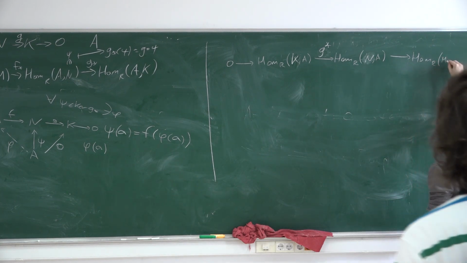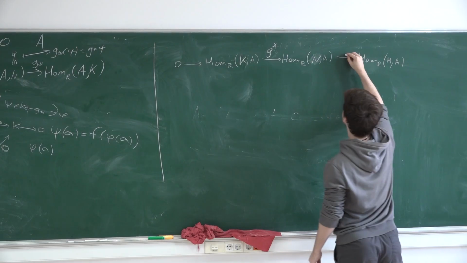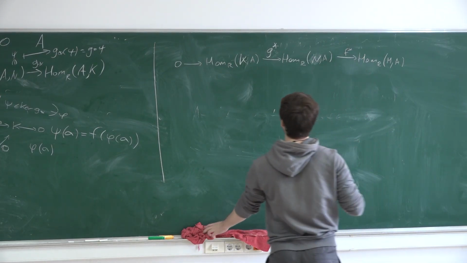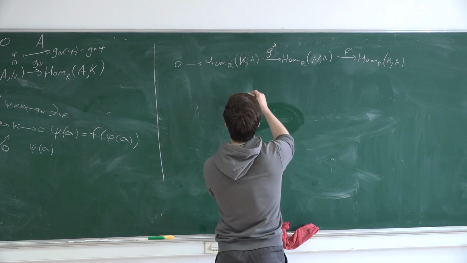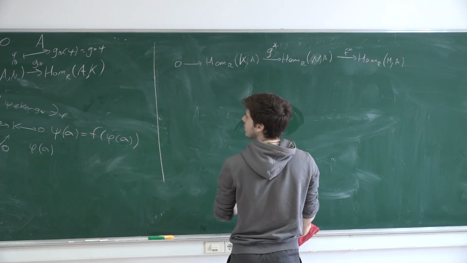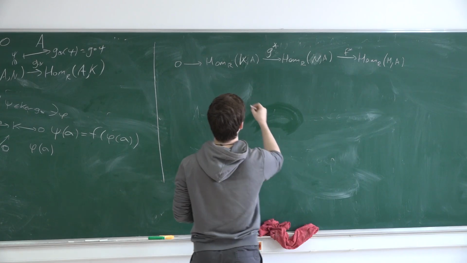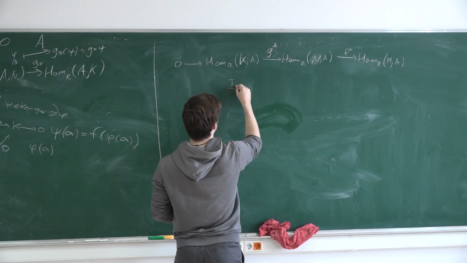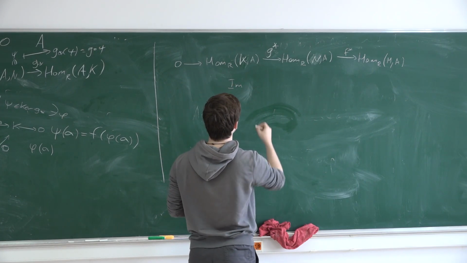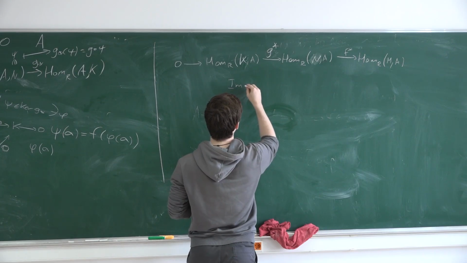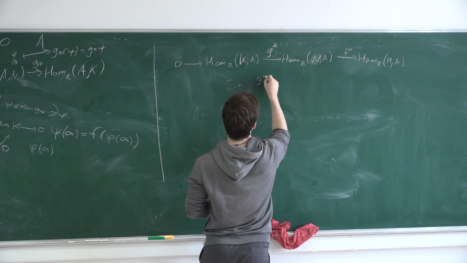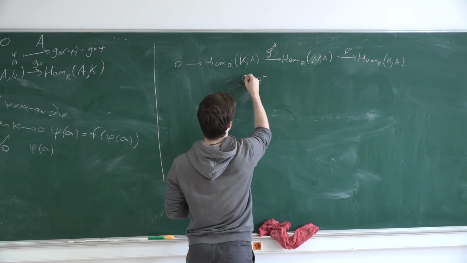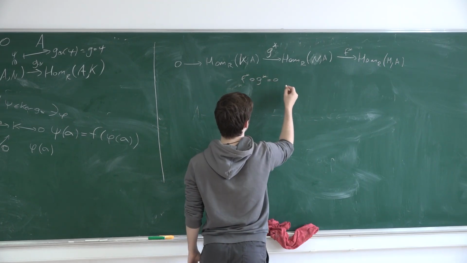Do you understand the definition of this? Again, injectivity on the left is more or less obvious because of the surjectivity of G. Here it must be the same argument, and by the same argument the composition is 0. So again, we need to prove that the kernel of F is in fact in the image of G star.